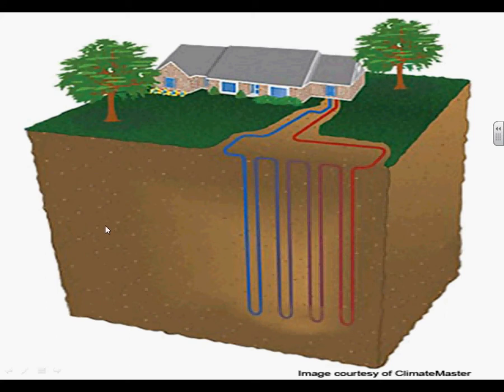Now, how does this work? Well, this works really interestingly. What happens is we're using it in the wintertime, so in the wintertime, let's say it's 0 or 32 or whatever temperature it is, we're piping this liquid down into the earth to a point where all of a sudden it starts to become about 52 to 58.